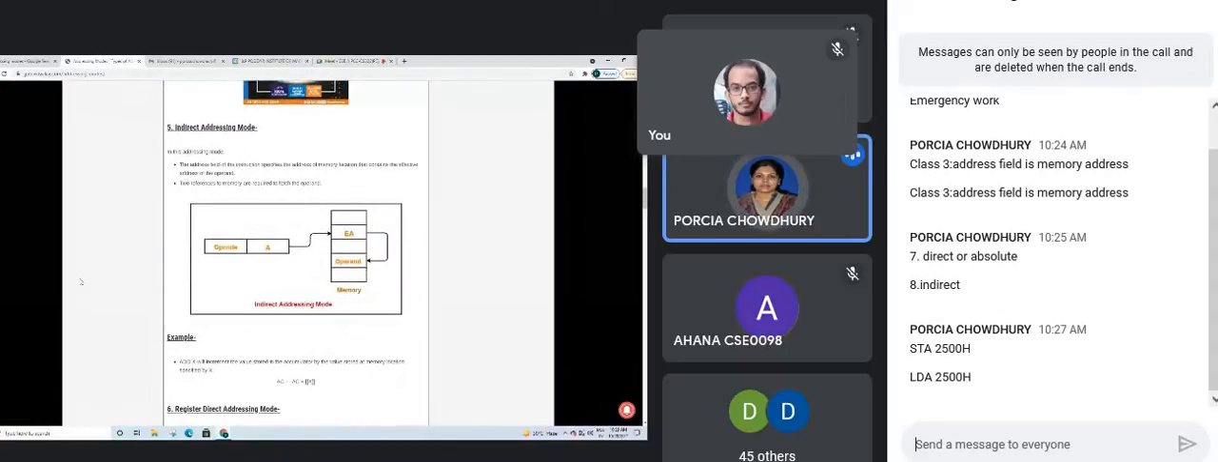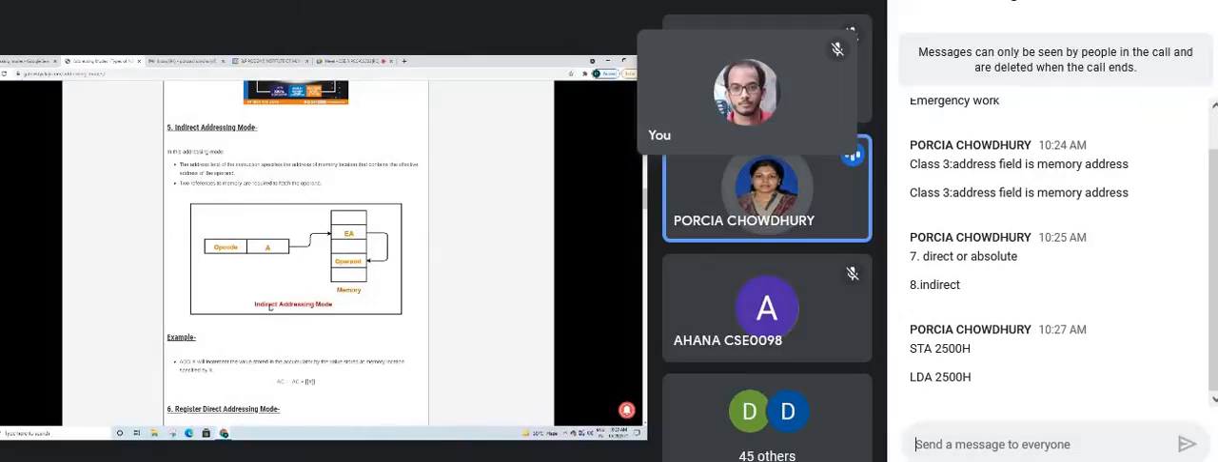So this is indirect addressing mode. In case of indirect addressing mode, after the opcode there will be one memory address. You have to go to that memory address. That memory address will hold the effective address. That means that location will also hold one address instead of the operand.